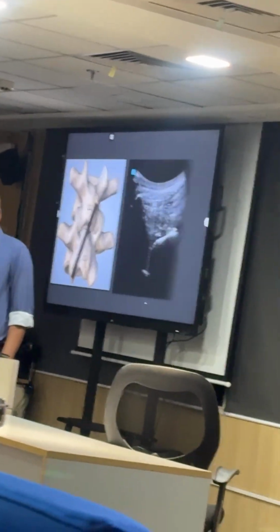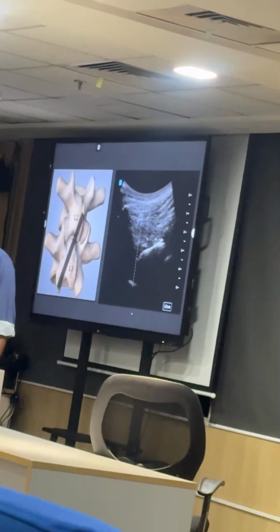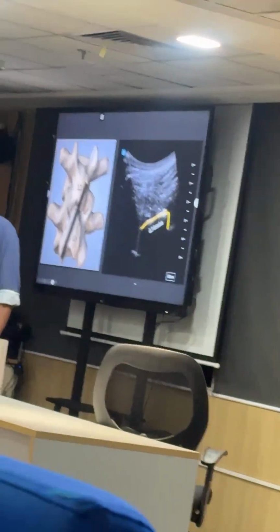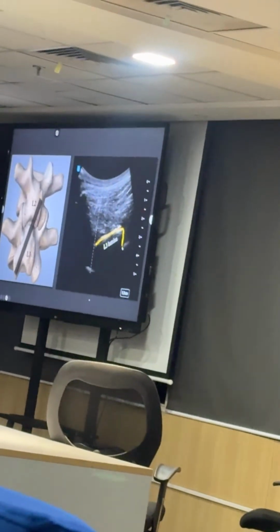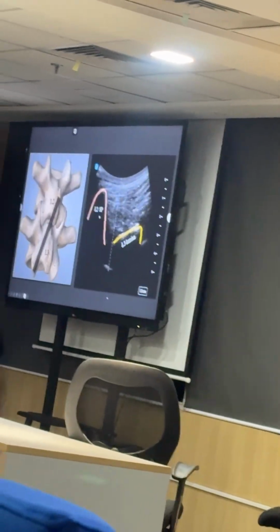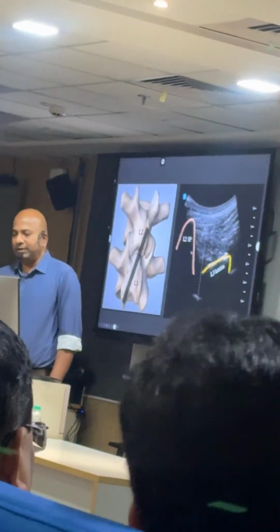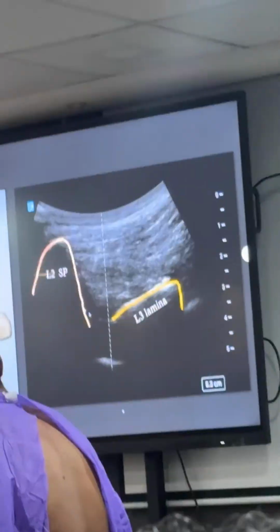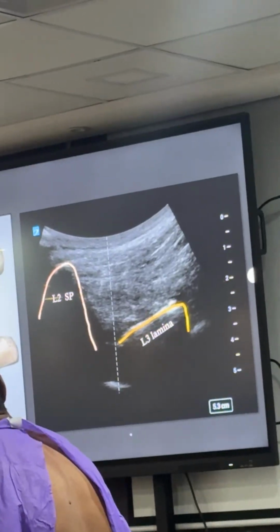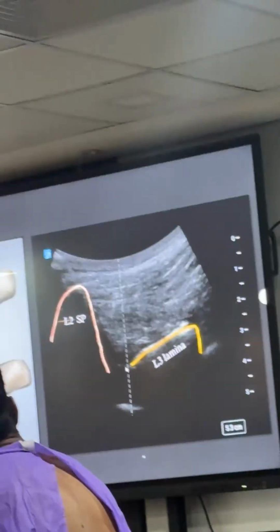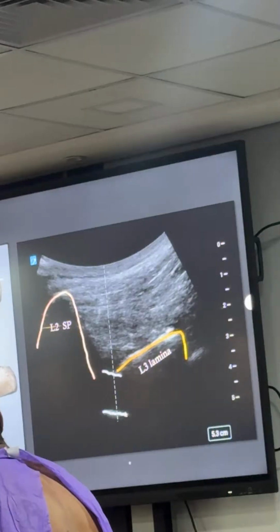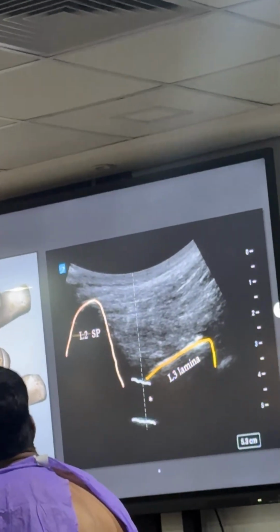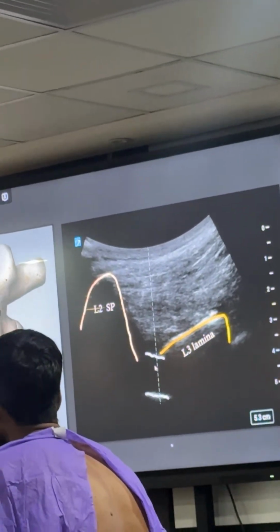So the ultrasound image is going to look like this. This is the lamina of L3 on the lower half of the image, and then the shadow of the spinous process of L2 on the upper end of the image. Between the two, you can see the interlaminar gap through which you can appreciate the posterior and the anterior complex. This is your spinal cord. So this is a cross view.